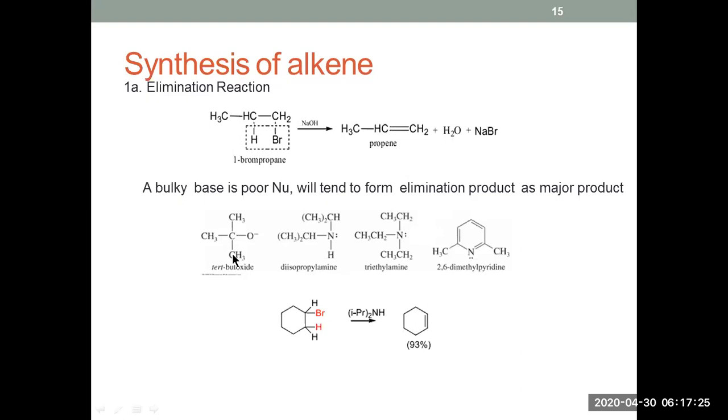Dehydrobromination, removal of bromine and hydrogen at the same time. Any type of base you can use: tertiary butoxide, diisopropylamine, triethylamine, and 2,6-dimethylpyridine. If the base is bulky, then it will avoid any type of side reaction, like diisopropylamine. This is very selective and it will eliminate bromine and hydrogen in a very efficient way. It gives you cyclohexene in 93% yield.